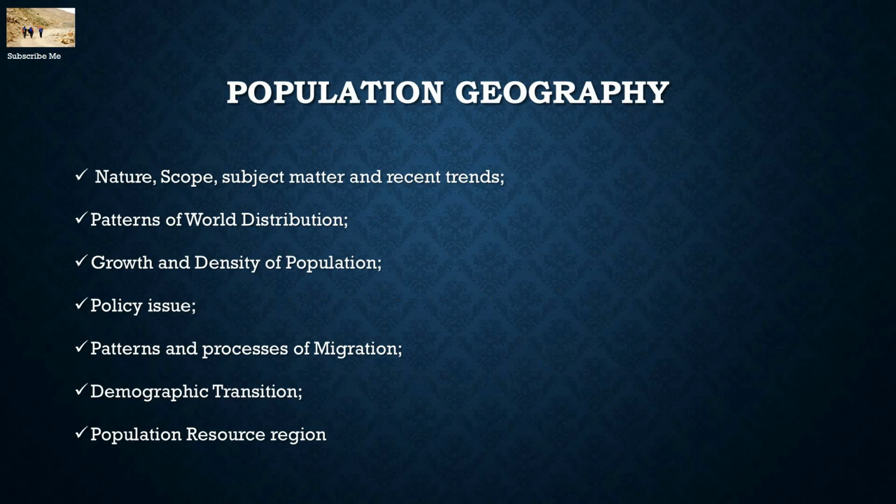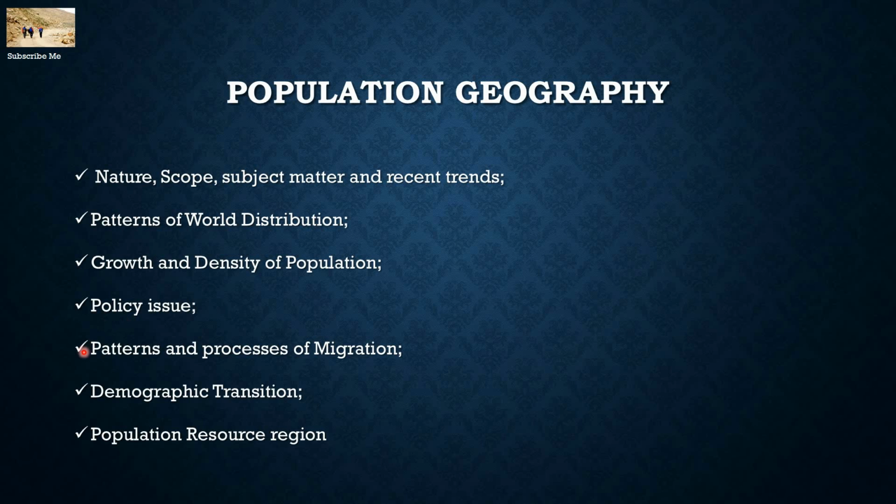Next is population geography, where geography is linked with population, and we have to study the nature of population geography, its scope, subject matter, and recent trends, how it has evolved and developed. In the pattern of world distribution, how the distribution is done. It is very basic: growth and density of population, policy issues, what policies are being implemented, what the issues with those policies are, and whether they are working well or not.